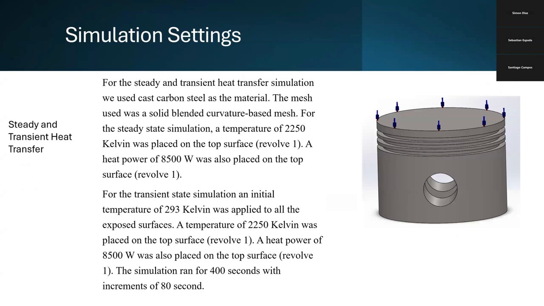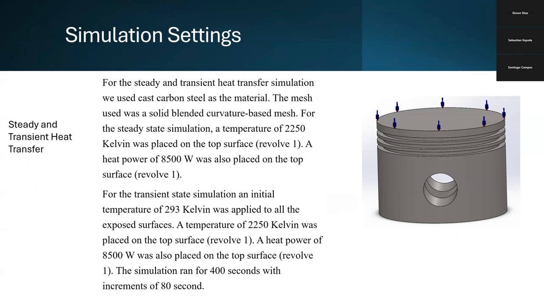For the steady state and transient heat transfer simulation, we used a cast carbon steel as the material. The mesh was a solid blended curvature based mesh. For the steady state simulation, a temperature of 2250 Kelvin was placed on the top surface. A heat power of 8,500 watts was also placed on the top surface.